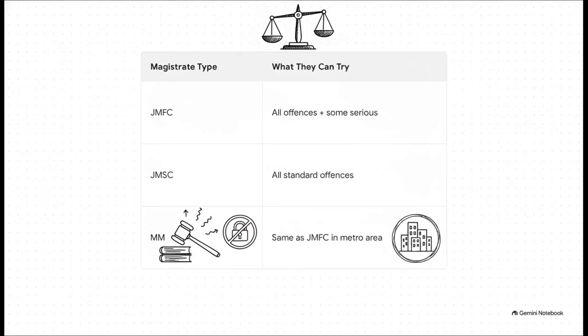So who wields the gavel? There are 3 main types of magistrates to know about, each with specific jurisdictional powers. First up, we have the Judicial Magistrate First Class, or JMFC. They can handle all standard magistrate offenses, plus a few serious ones if they get special permission. Then you've got the Judicial Magistrate Second Class, or JMSC, whose scope is strictly capped at standard minor offenses. And finally, the Metropolitan Magistrate. Their power is basically identical to the JMFC, but they operate specifically within designated metropolitan areas.